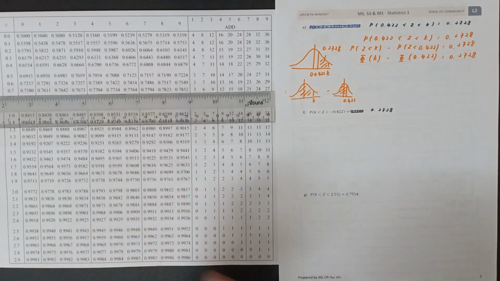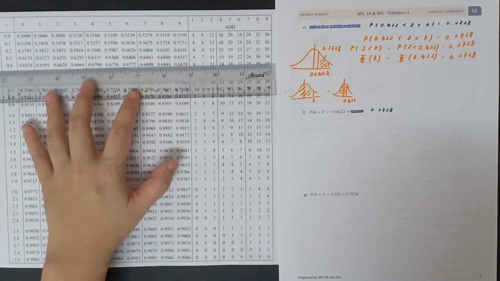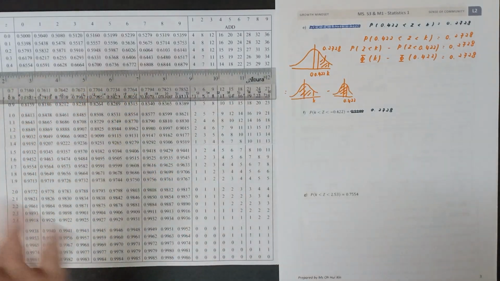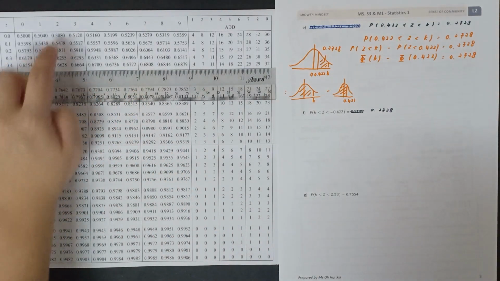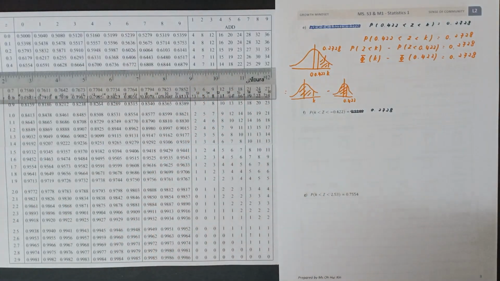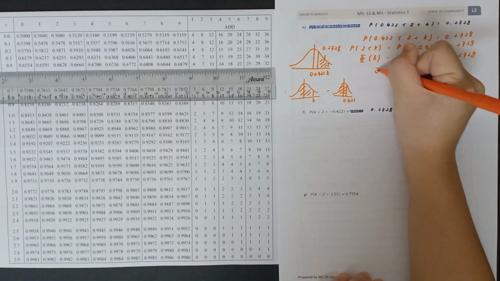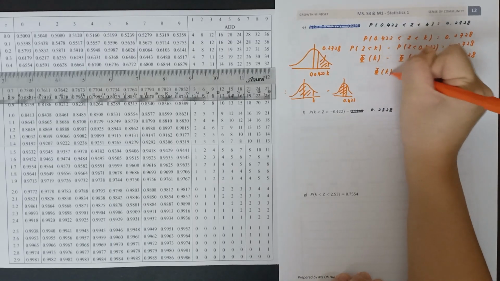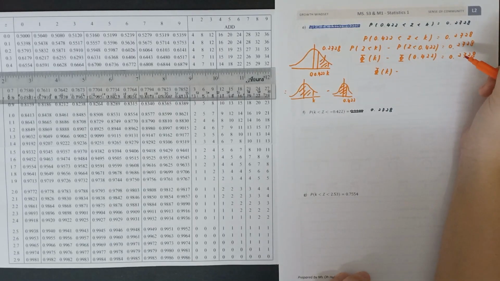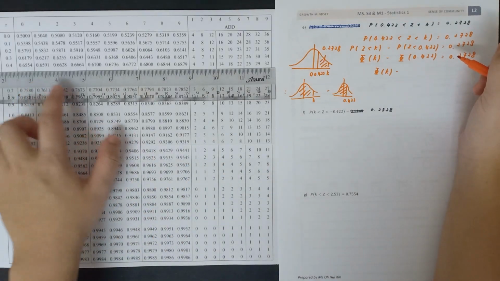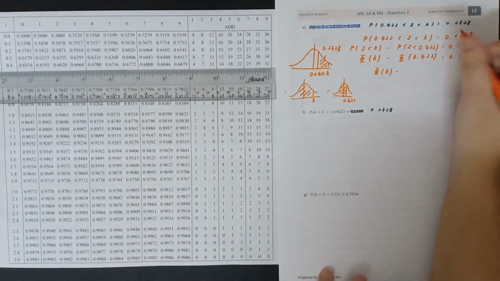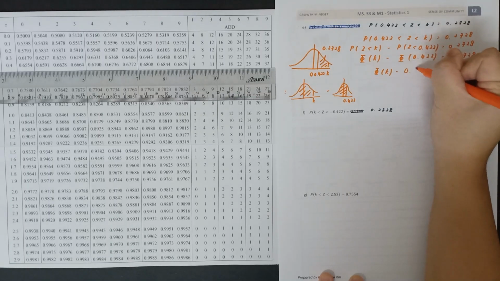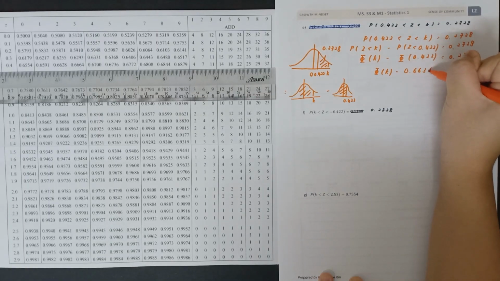So that's why you are going to read 0.422 from your table, outside to inside. So 0.42 and then 2. So do it the same way you did in the previous lesson. So 5K minus 0.422, 0.422. Okay, so it will be plus 7 into 0.6628, so it will be 0.6635.